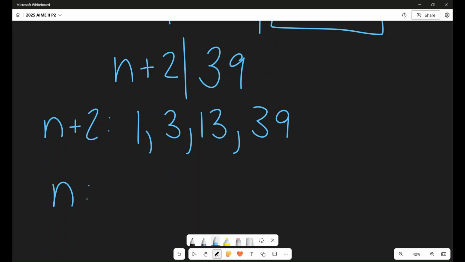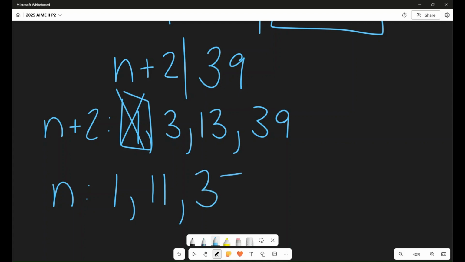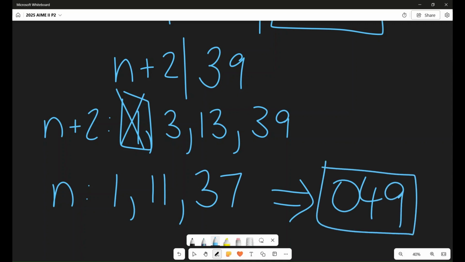Now for n, we have to remember, in the question they're asking for positive integer values. So n + 2 cannot be 1. So the values we have for n are 1, 11, and 37. And when you add those up, we get our final answer of 49.